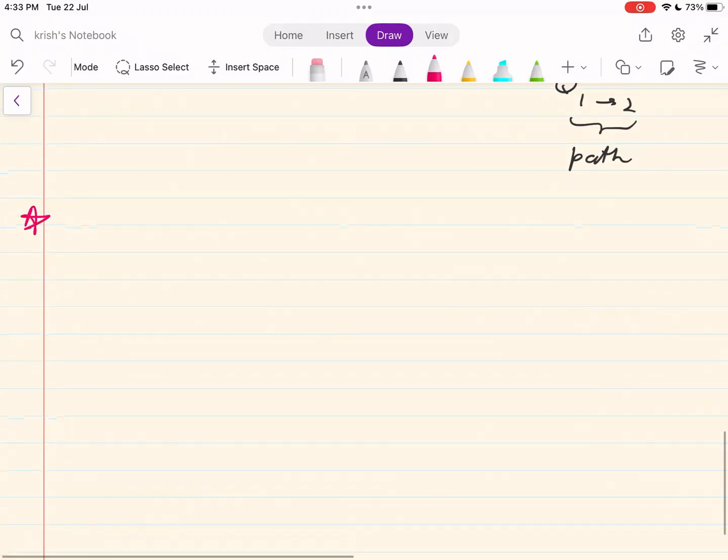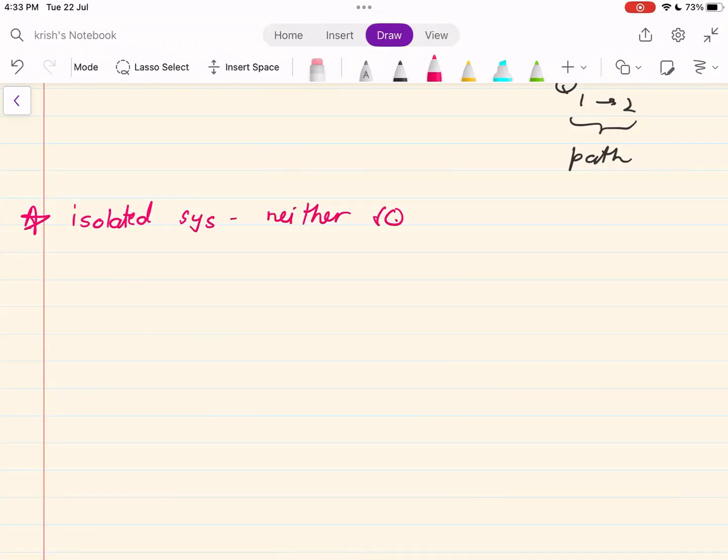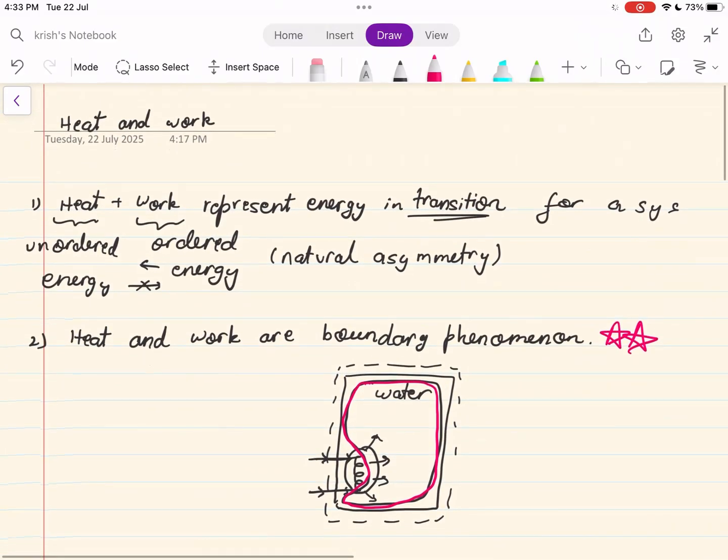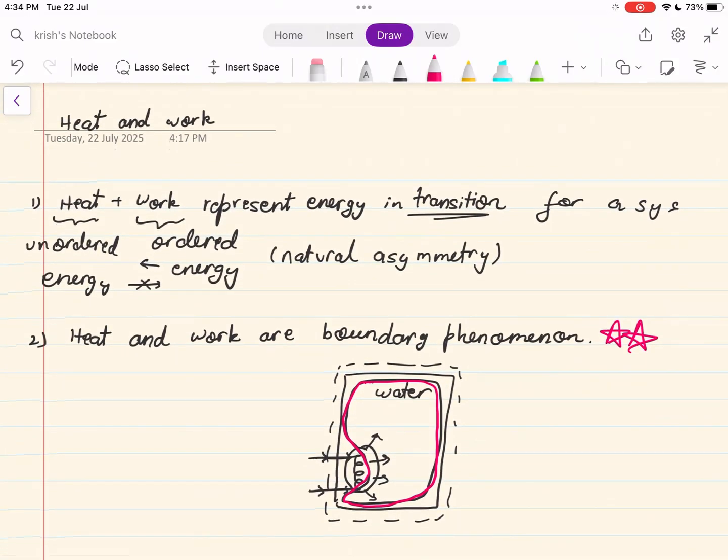Lastly, to conclude this lecture, isolated system: neither heat transfer nor work transfer occurs. With that, this is the basic introduction to heat and work. After this, I think we'll have a couple more theory lectures, in which we'll be solving a couple of questions, and then we'll swiftly move on to tutes, because those are the most important part of this chapter, right?